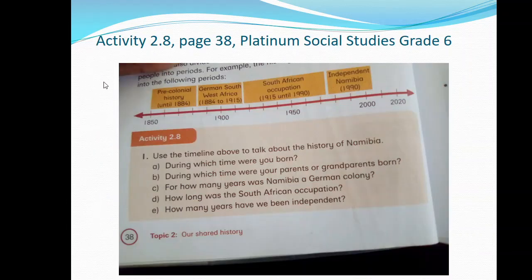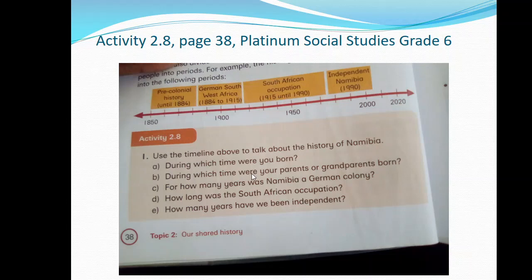Now, activity time. Open your books on page 38, your Platinum Social Studies grade 6. You have to answer question 1, A, B, C, D, and E. You have to use the timeline above. During which time were you born? So you have to check the timeline. Is it during the pre-colonial era, or during German Southwest Africa, or during South African occupation, or during independent Namibia? You have to choose between these 4 stages.